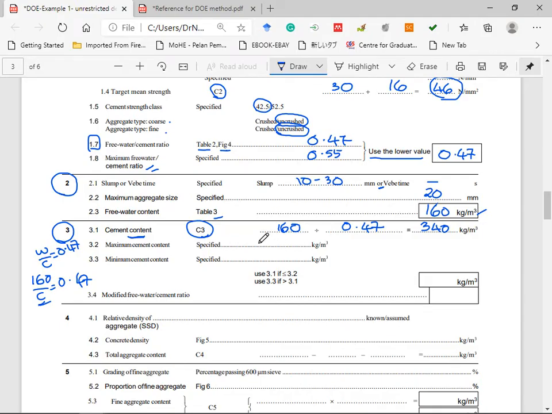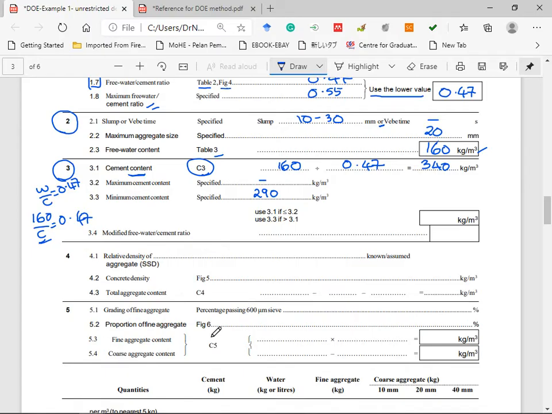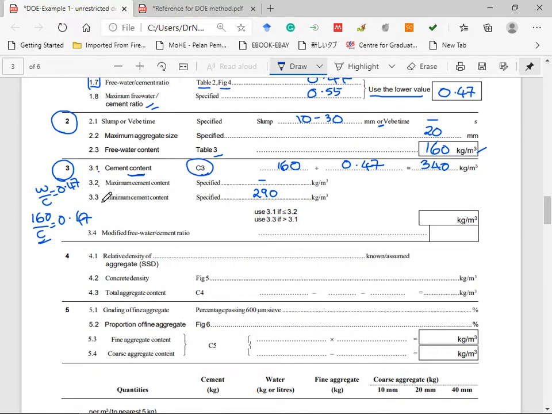There is no maximum cement content stated in the question, but there is a minimum cement content stated, which is 290 kilograms per meter cube. This is the data for the minimum cement content. Based on this, we have 3.1, 3.2, 3.3. Use 3.3 if this value is larger than this value. Use the minimum cement content if the minimum cement content value is more than the cement content obtained from equation C3. But in our case, the cement content here is more than the minimum cement content.